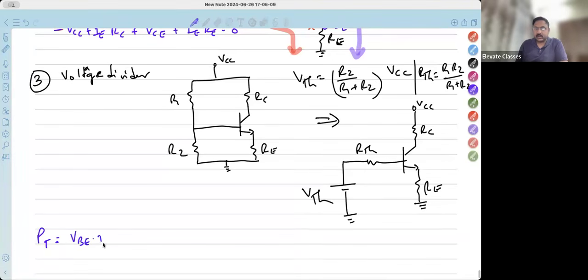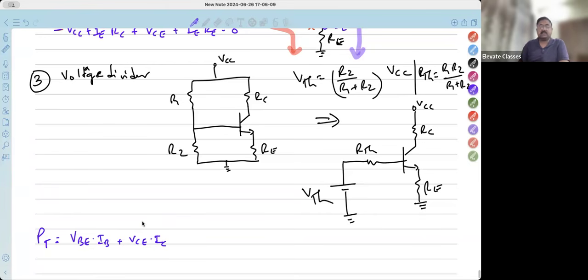VB dot IB plus VCE dot IC. And I told you that this value is almost never taken. I know, but sometimes this value might be given to you and then you have to take this also. Actually, power dissipation, the formula is only VC into IC.